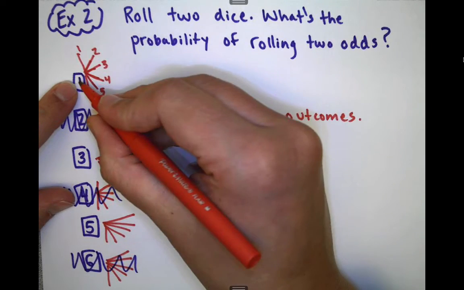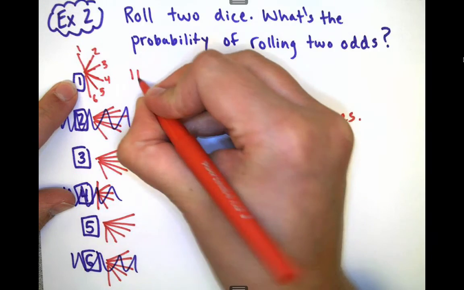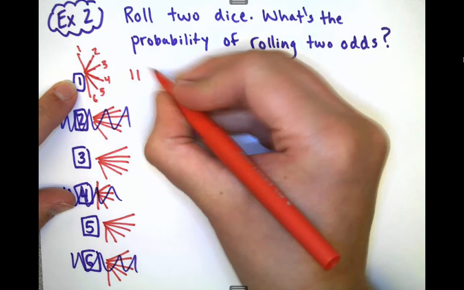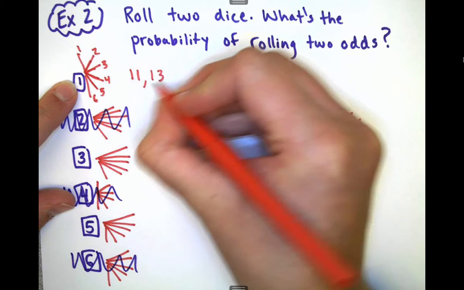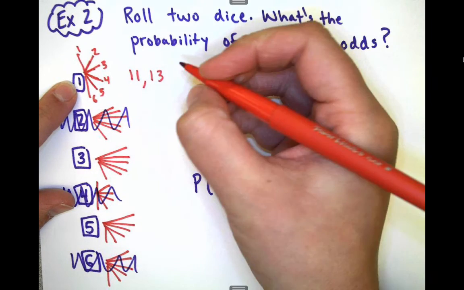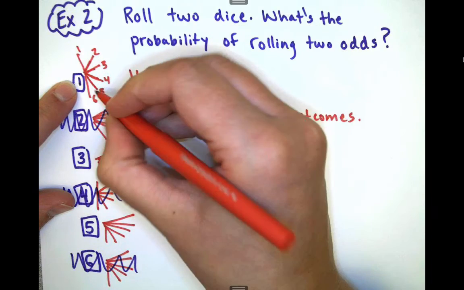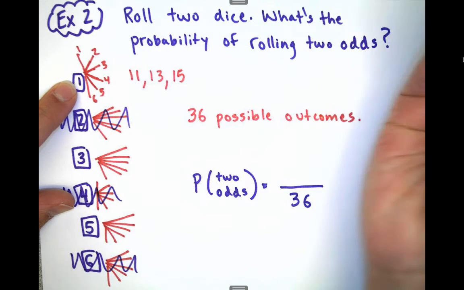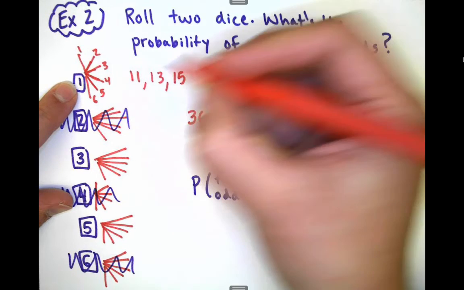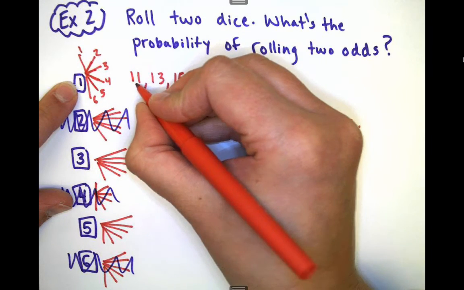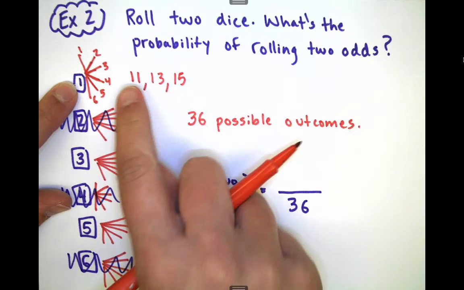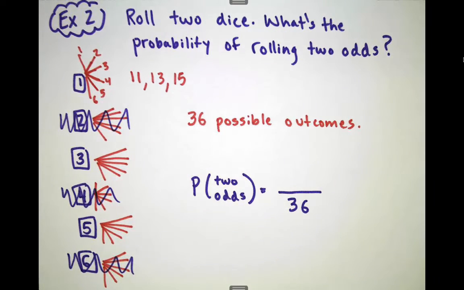Well, I could roll the 1 and the other 1, so I could get a 1, 1. If I do a 1, 2, it won't work. If I roll a 1 and a 3, that would work. A 1, 4, nope, that's not odd. A 1 and a 5 would work, and a 1 and a 6 would not. So I could roll a 1, 1, a 1, 3, or a 1, 5.